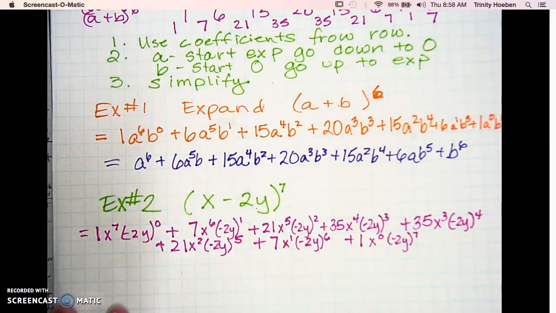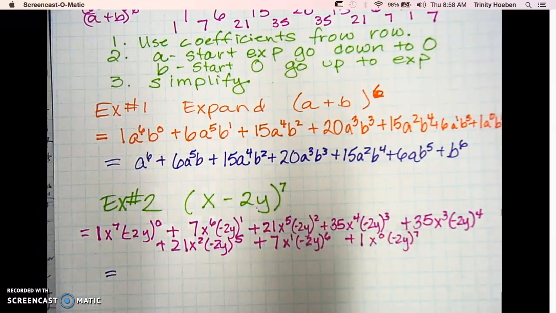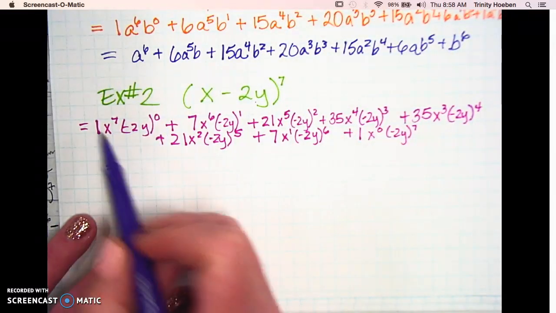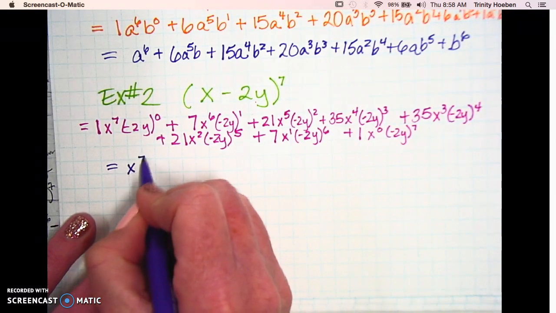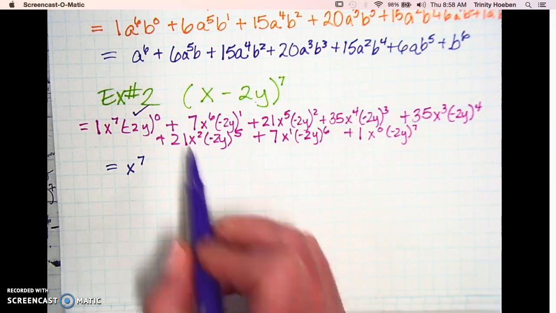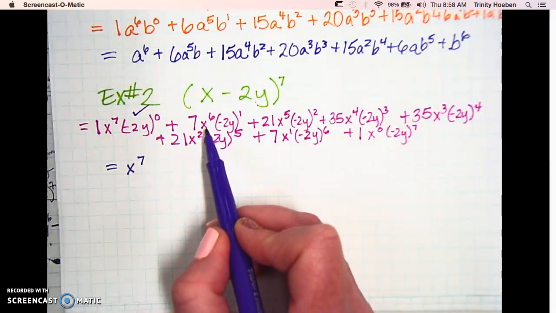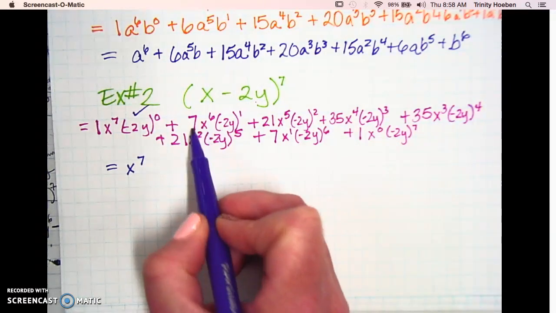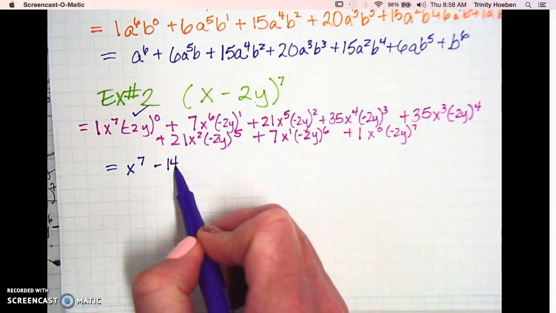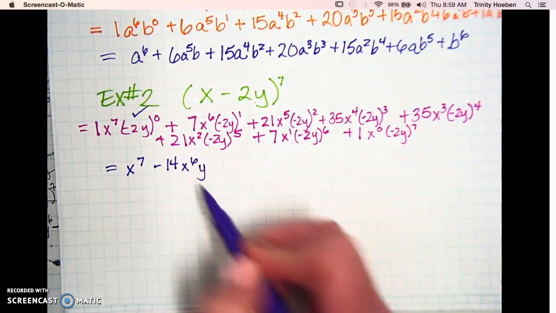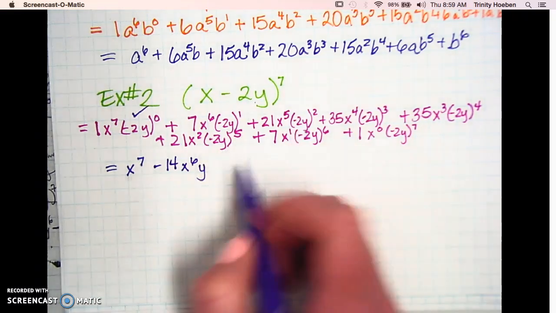Now we can simplify. All right, so let me move that up and get working here. All right, anything to the 0 power is 1, 1 times 1 is 1, so we're just left with x to the 7th. Next term, and I'm going to put a little check mark because I have so many. All right, negative 2y to the 1st is just negative 2y. So if I take that negative 2 and multiply it by the 7, I get negative 14. X to the 6th, y to the 1st. You can write the 1 if you want to, but you don't have to.